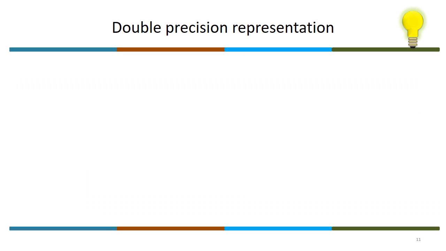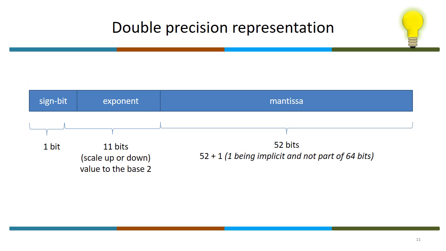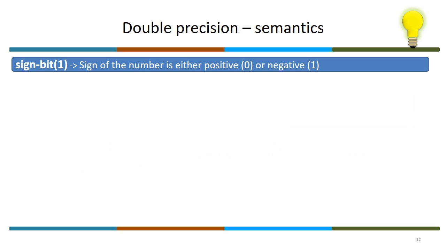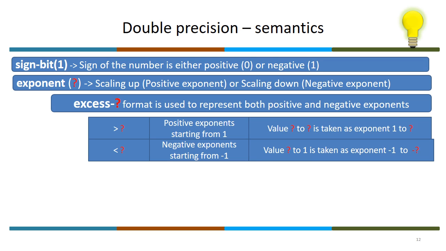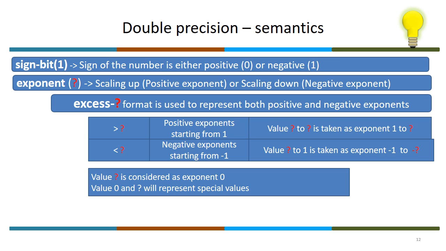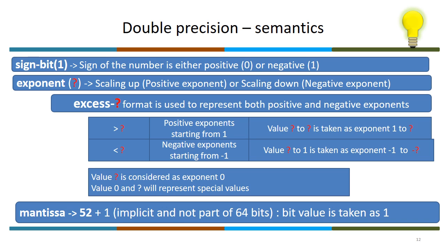The same thing applies to double precision, except for the width difference. I have 11 bits used for the exponent, 1 bit for sign, and the rest for the mantissa. The more precision you want, go for double precision representation, right? And again, the same details are here. We have excess-what? Question mark. This is for you to figure out. Please figure out all the question marks placed here. You need to figure out the values, right?